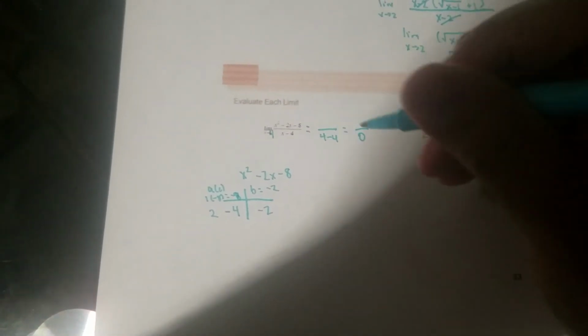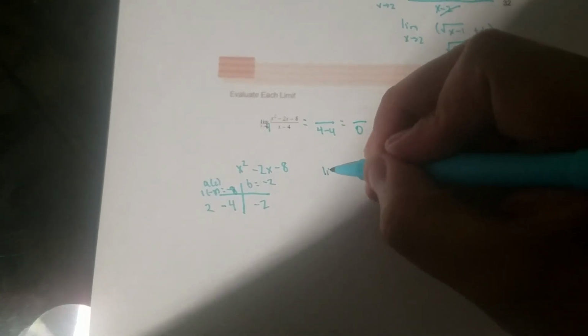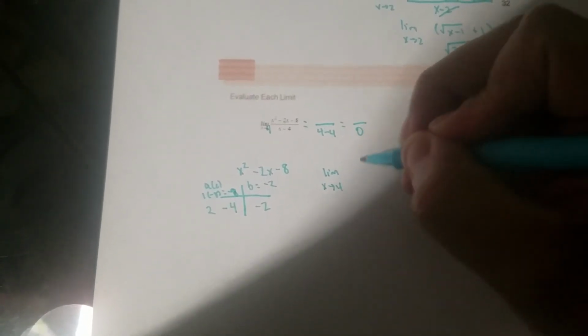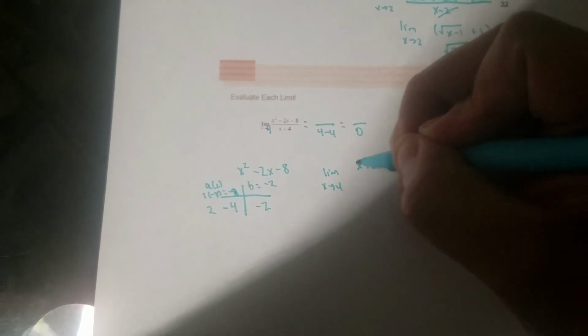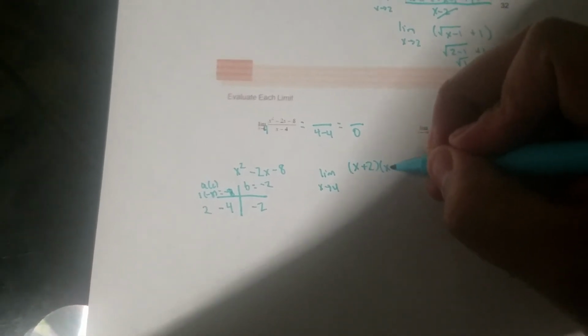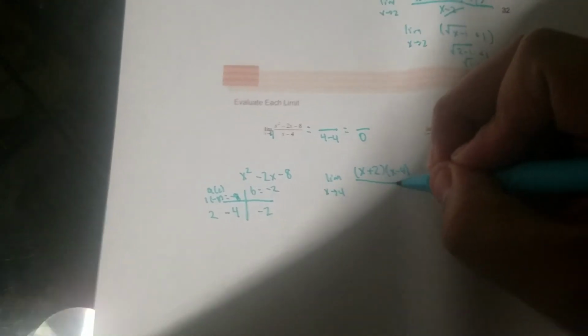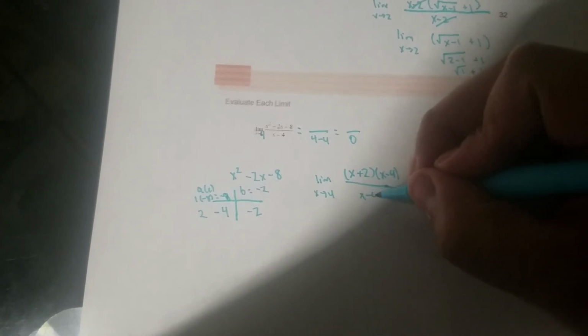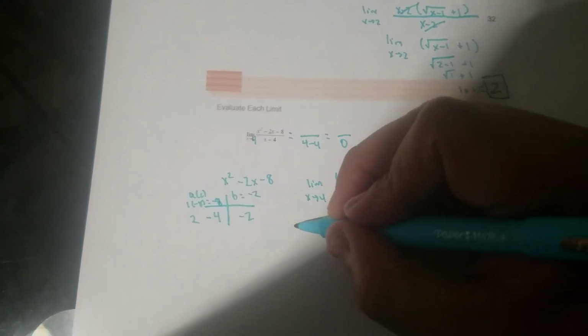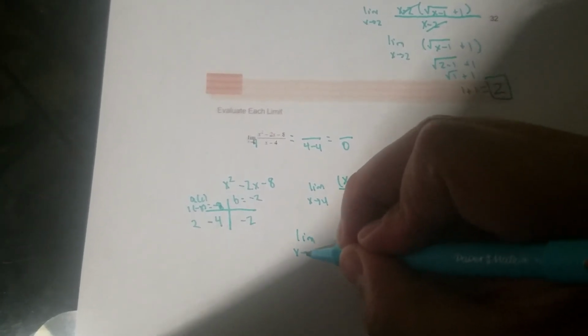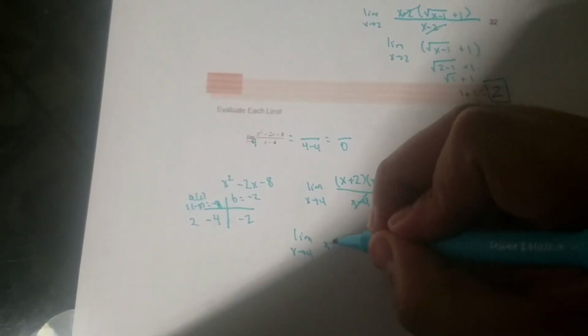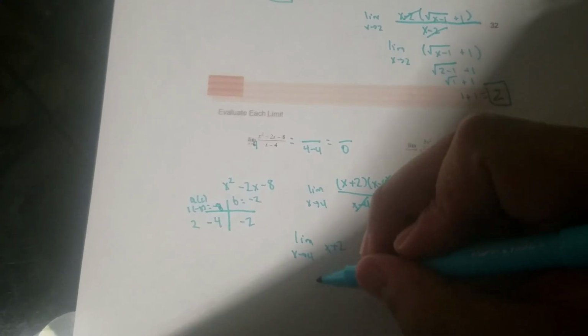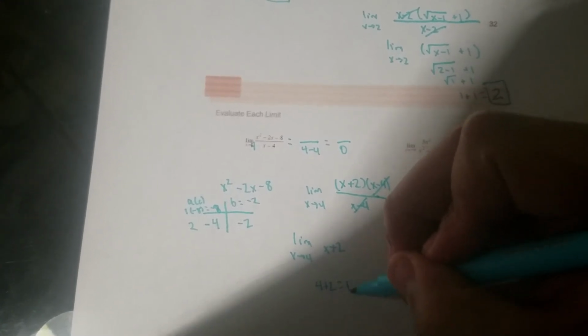So my factors for the top are going to be x plus 2 times x minus 4, all divided by x minus 4. Here these will cancel, so I'm left with the limit as x approaches 4 of x plus 2. Plug in the 4, so 4 plus 2, which equals 6. And that is my answer.